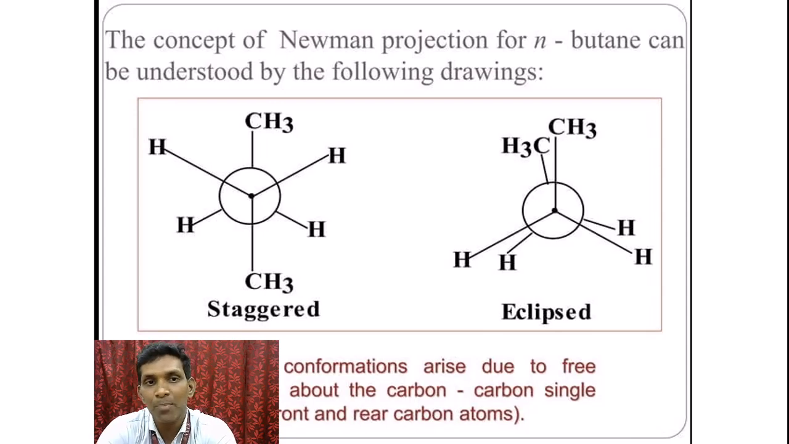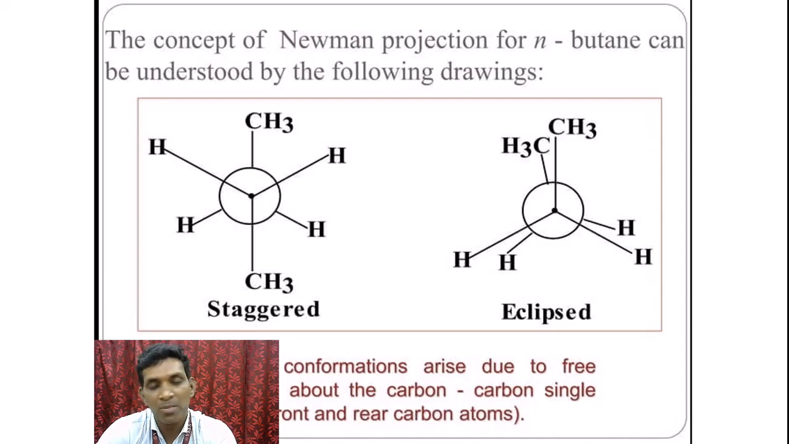For example, you take the butane molecule. It contains 4 carbons, CH3, CH2, CH2, CH3, and you have to keep your eye very close to one of the CH2 carbons. The CH2 which is very close to me, you have to indicate as a small dot, and the carbon which is away from me, you have to indicate by putting a small circle. For this butane molecule, we have different conformations, which are nothing but different stereoisomers we get by the free rotation of the carbon-carbon single bond.